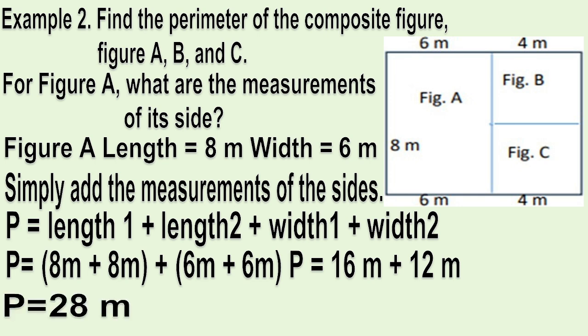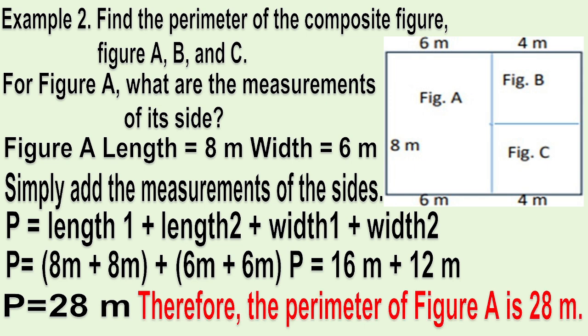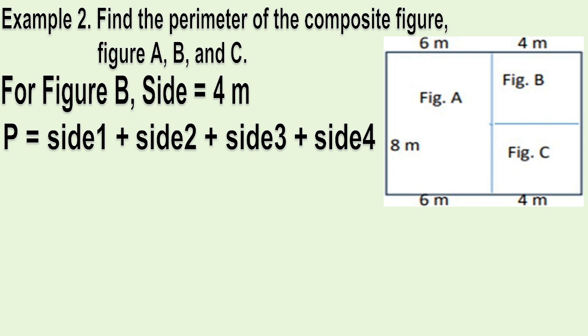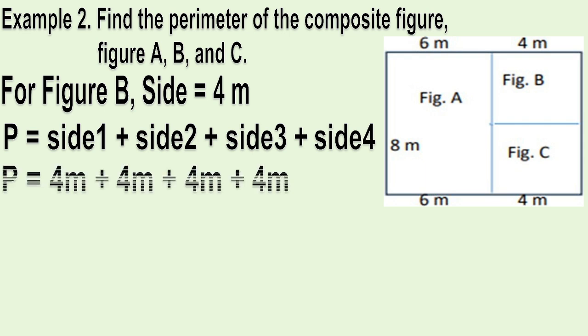So 16 plus 12 equals 28. Therefore, the perimeter of figure A is 28 meters. For figure B, side equals 4 meters. So perimeter equals side 1 plus side 2 plus side 3 plus side 4.